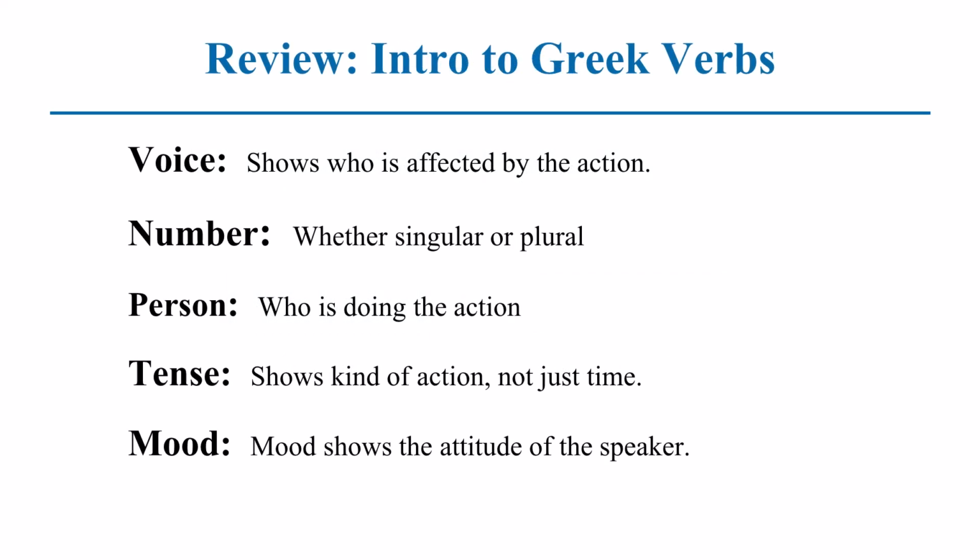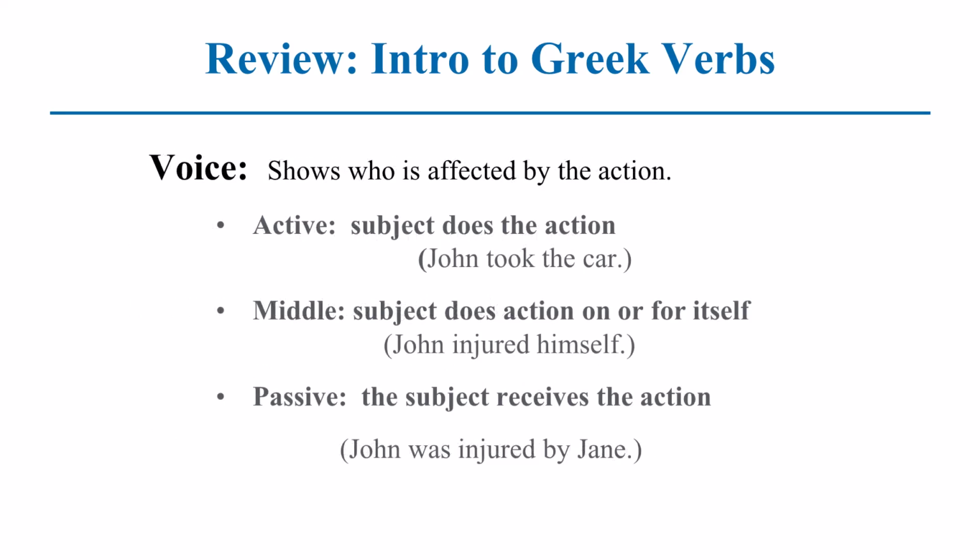And then we looked at Introduction to Greek Verbs, where we saw that verbs have five things. It tells you the voice, tells you the number, tells you the person, has tense, and has mood. And on the voice, we said the voice shows the person who is affected by the action. And we said there are three kinds of voice. We have active voice, middle voice, and passive. We said active voice is when the subject is doing the action. We said middle voice is when the subject is doing the action on himself or for himself. And passive voice is when the subject is receiving the action.